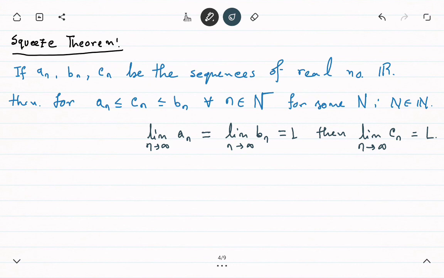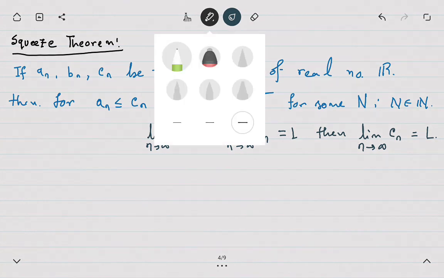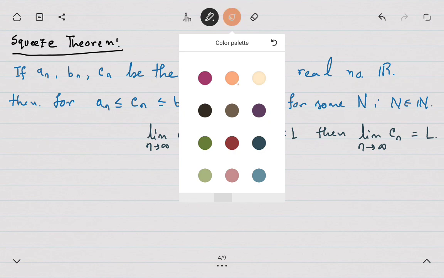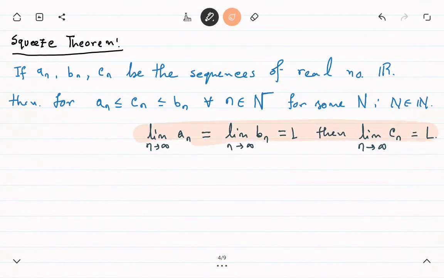As I was saying, when a sequence lies between two other converging sequences, let me write it. This is the formal mathematical definition of the squeeze theorem. Let me highlight it. If you want to take notes, take them carefully. This is the definition, the mathematical arguments I have stated here, and that's how it is denoted.